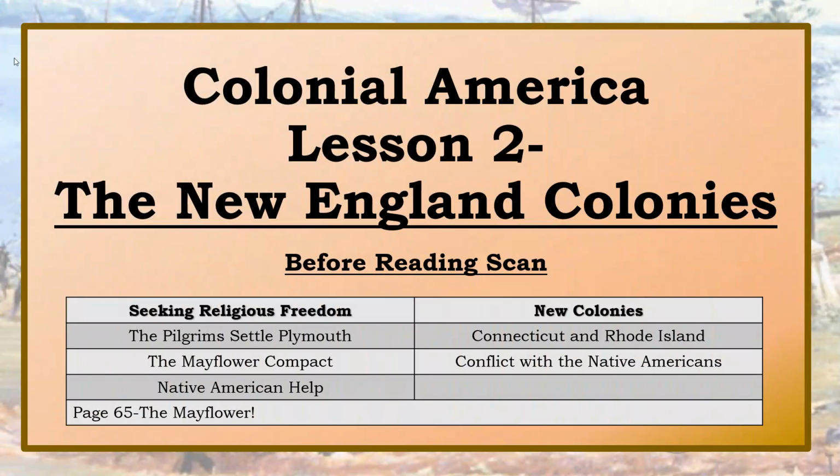Once again, in this lesson, we're going to do a quick before reading scan. And looking at this lesson, there seems to be a lot going on here. In the first part, we have Seeking Religious Freedom. The Pilgrims settled Plymouth, the Mayflower Compact, and Native American help are subtopics under Seeking Religious Freedom. And we'll be dealing with this section first.